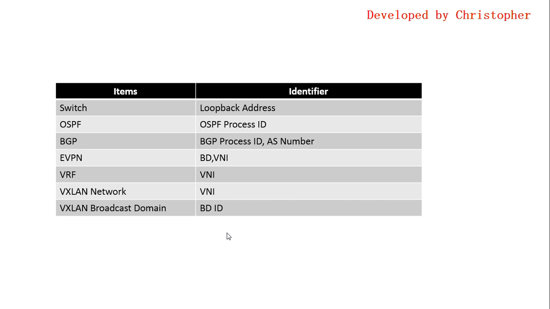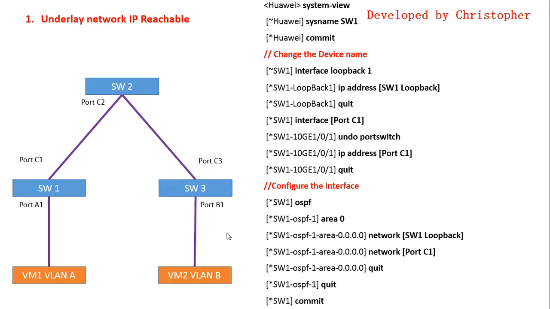So let's come to the lab for today. Today's lab is very easy. As you can see, for switch 1, 2, 3, VM1 and VM2 are in the same subnet but belong to different VLANs, called VLAN A and VLAN B. VM1 wants to talk to VM2 via a VXLAN tunnel, starting from switch 1 and ending at switch 3, which means the ingress point is switch 1 and the egress point is switch 3.